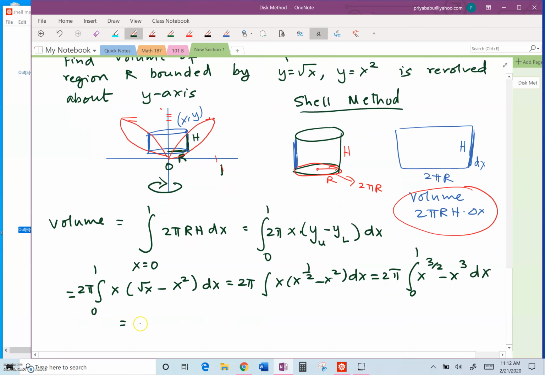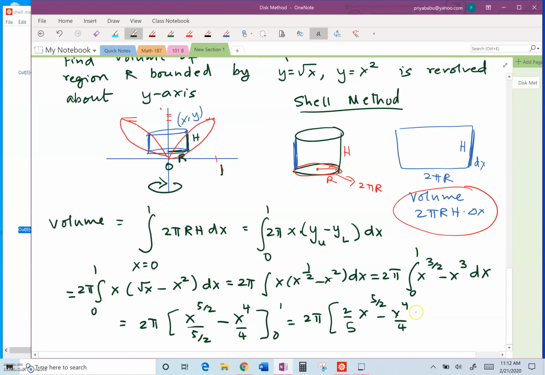And we're going to integrate this: x to the power 5 by 2 divided by 5 by 2, minus x to the power 4 by 4, from 0 to 1. That is 2 by 5 x to the power 5 by 2 minus x to the power 4 by 4, from 0 to 1. And when you apply the limits, we get 3 pi over 10.